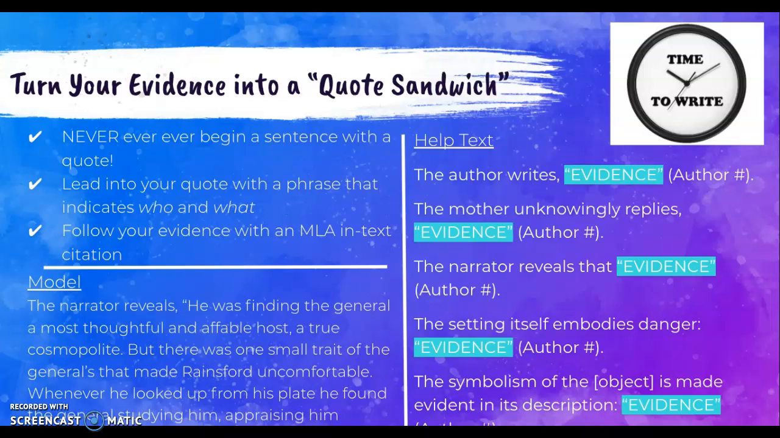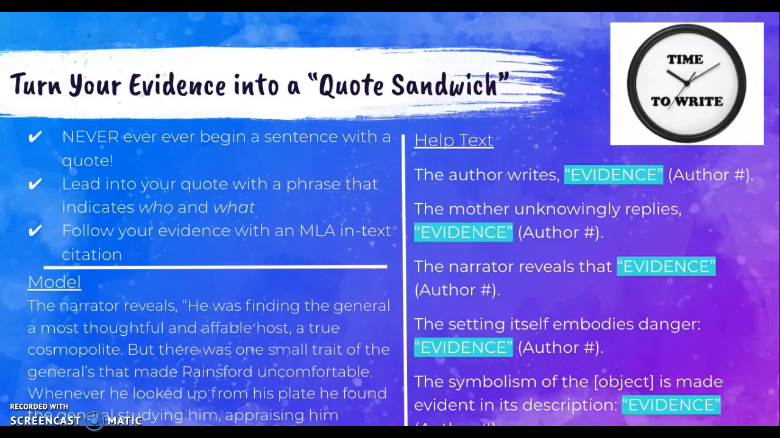Remember, we never begin a sentence with a quote. So we need to start first with a lead-in to our quote, which is a brief little phrase that indicates who is speaking and how often they are saying that. We also want to make sure that after our quotation, we are providing an MLA in-text citation. Sometimes we call this a parenthetical citation because it appears in parentheses. All right, let's take a look at our model text, and then let's look at some of the options we have from our help text menu here on the right of the screen.